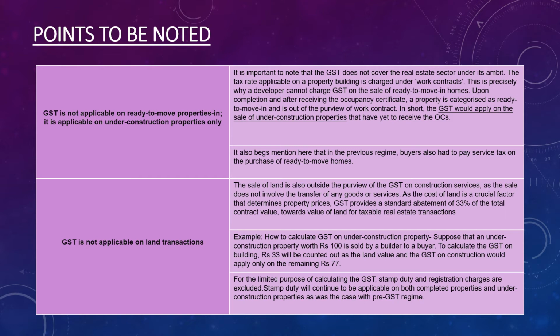As the cost of land is a crucial factor that determines property rates, GST provides a standard abatement of 33% of the total contract value towards the value of land for taxable real estate transactions. Example, how to calculate GST on under construction property. Suppose that an under construction property worth rupees 100 is sold by a builder to a buyer. To calculate the GST on the building, rupees 33 will be counted out as the land value and the GST on construction would apply on the remaining 67 rupees.